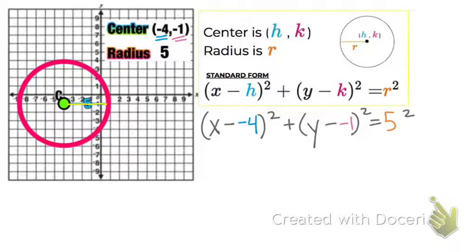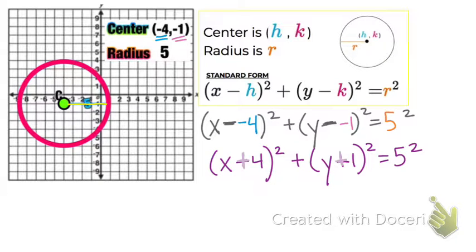Now in this case, again, you need to make sure that you are always subtracting the x coordinate and subtracting the y coordinate of your center. And you just need to simplify, remembering that subtracting a negative is the same as adding. So this becomes x plus 4 and y plus 1. And that's your answer.